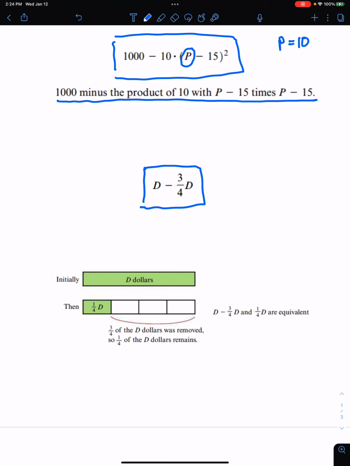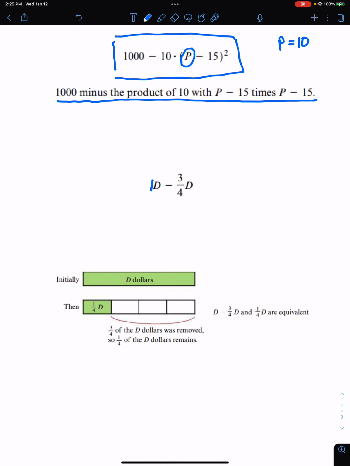And you might say, well, there's no number that goes with d. How am I supposed to subtract 3/4 from d? Well, that's a good point. But that's why I have this diagram down here. So when we have any variable, there is an invisible 1 in front of it.